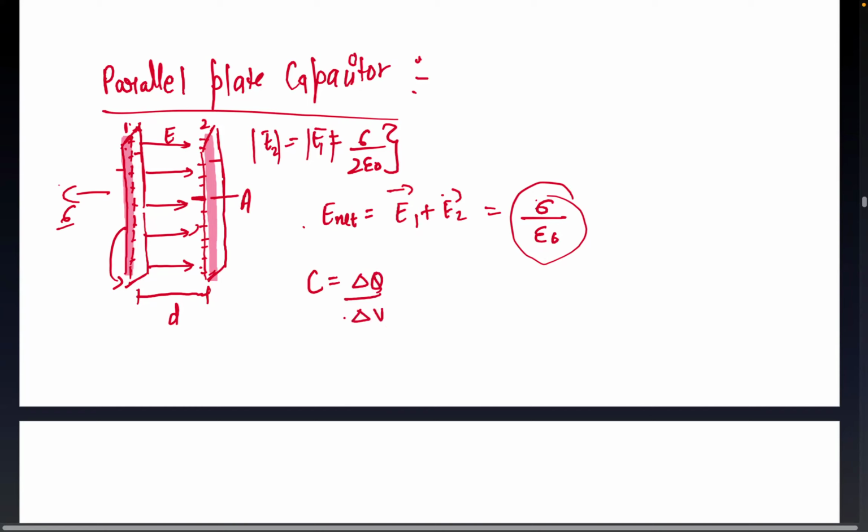Just assume initially I didn't have any charge, and finally I had some charge Q on this plate. So can I say it is nothing but QF minus QI over VF minus VI? Because I don't have an initial value, I can directly write Q by the final V. Is that clear? Okay.